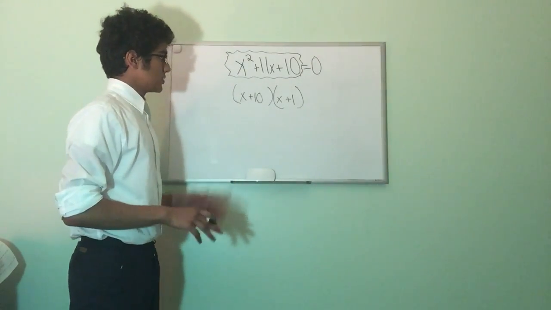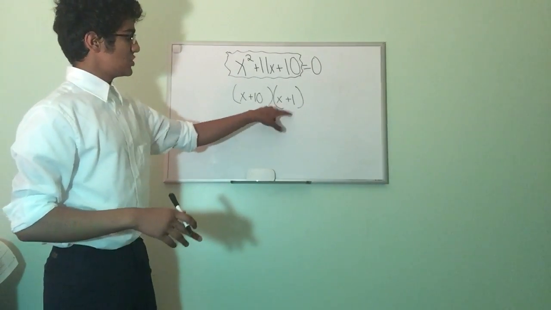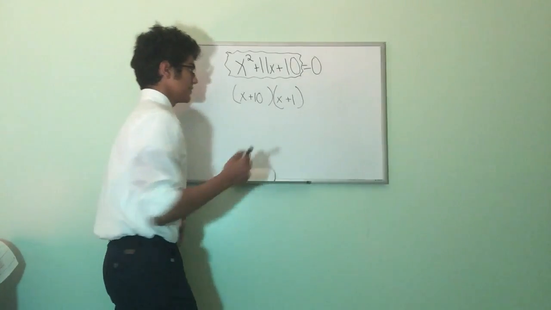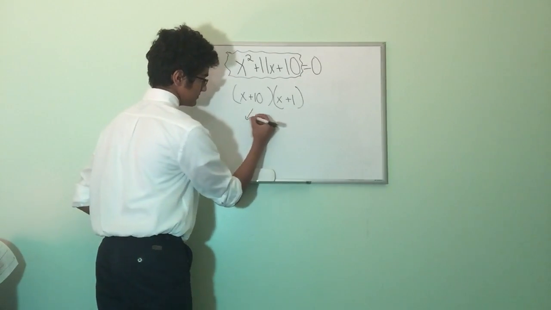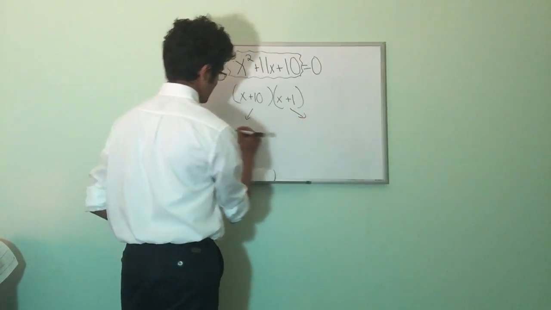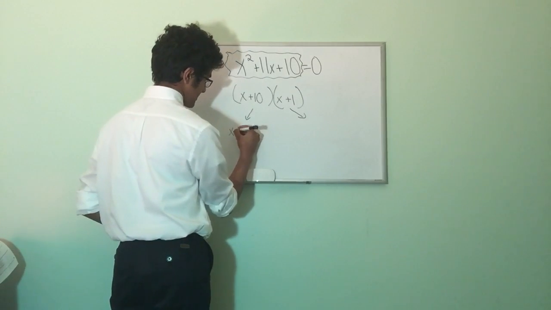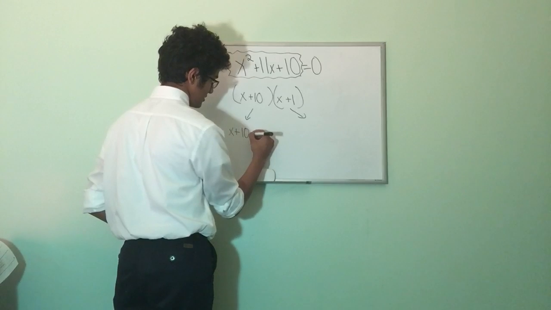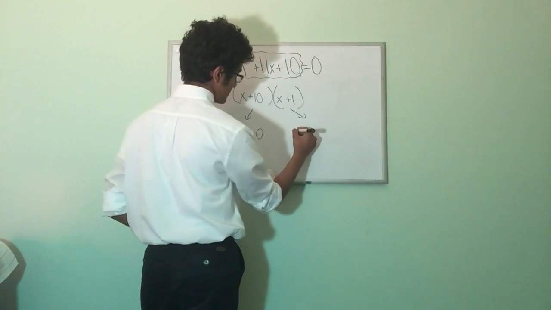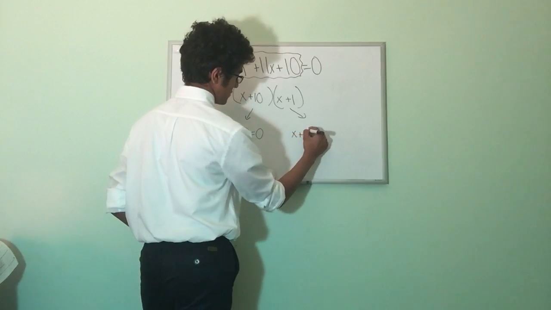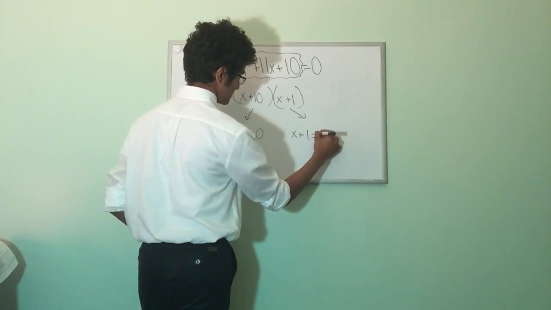And now what you do here, once you have two binomials, is you take each binomial and you convert it into a separate equation and have it equal 0. So x plus 10 equals 0 and x plus 1 equals 0.